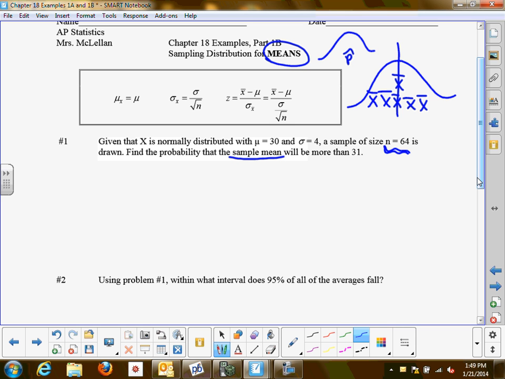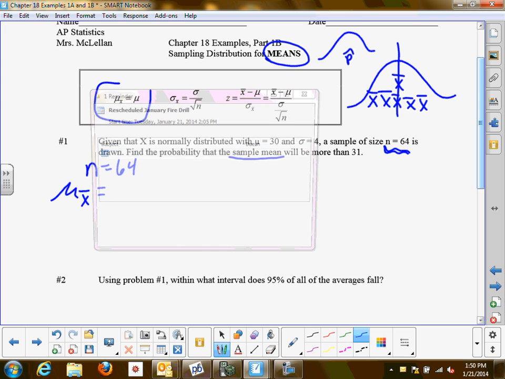It's a value of time, yes. It's an amount of time. Yes. All right, so here n is 64. The mean for the standard deviation is the mean.